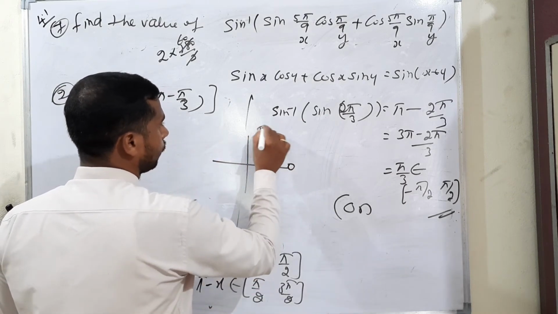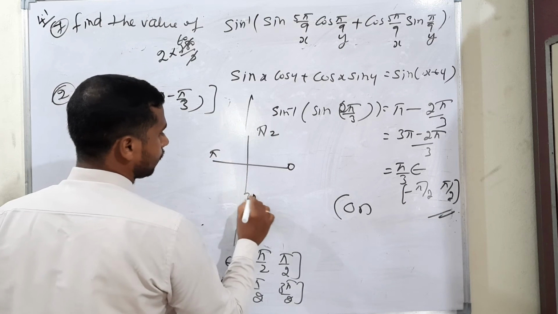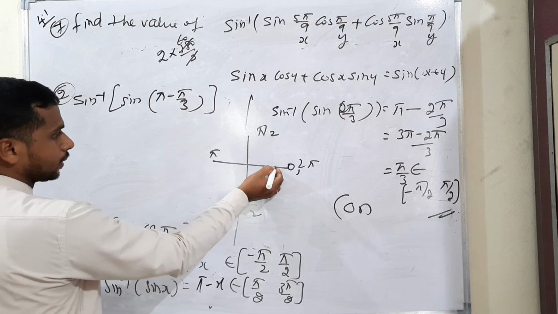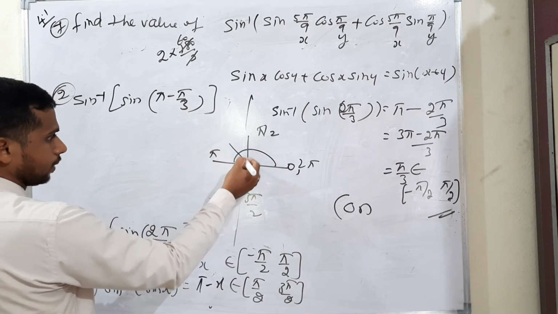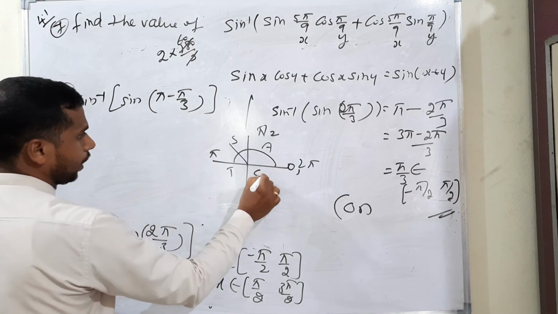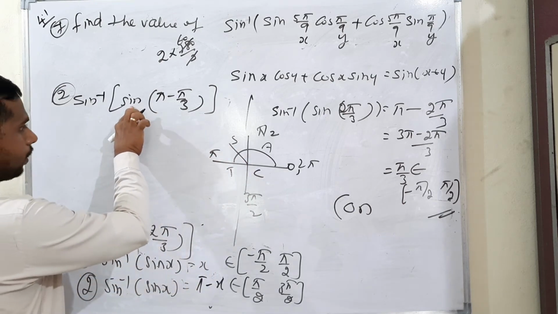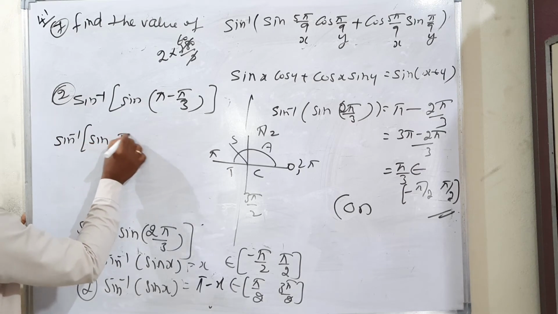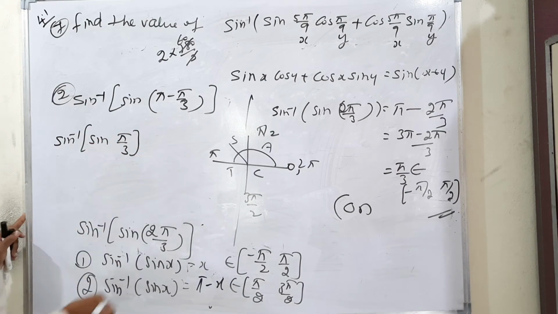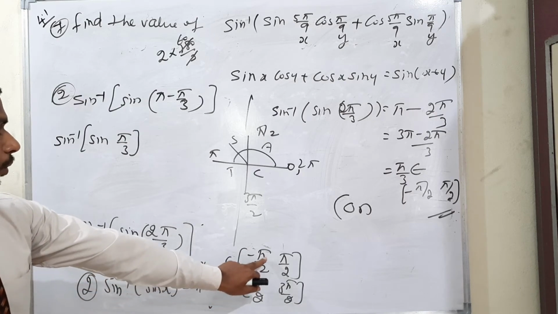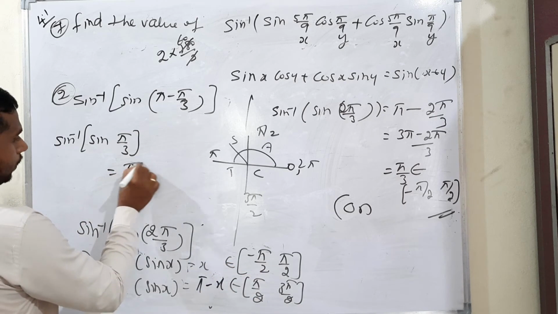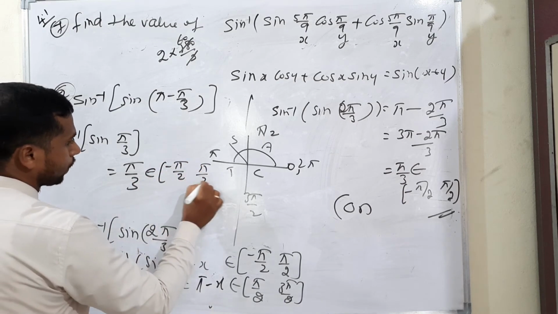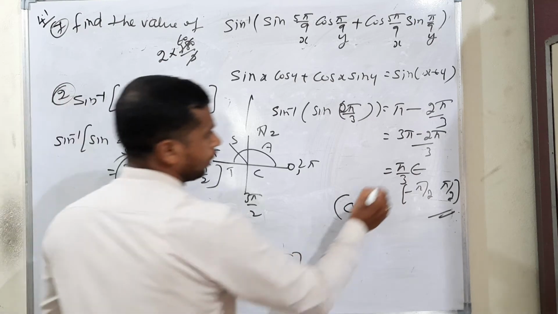This is 0, pi by 2, pi, 3 pi by 2 and 2 pi, 4 pi, and it keeps moving on. The pi minus condition means 0 to pi, the second quadrant, where sine is positive. Here also the sine value is there. Therefore sine inverse sine of pi by 3. So sine inverse sine x is equal to x when x belongs to negative pi by 2 to positive pi by 2. Therefore pi by 3 belongs to negative pi by 2 to positive pi by 2. See, the same answer pi by 3 here also.